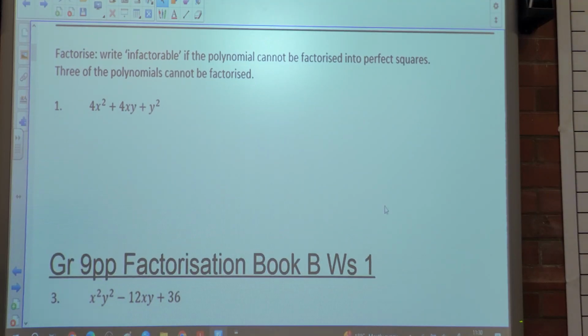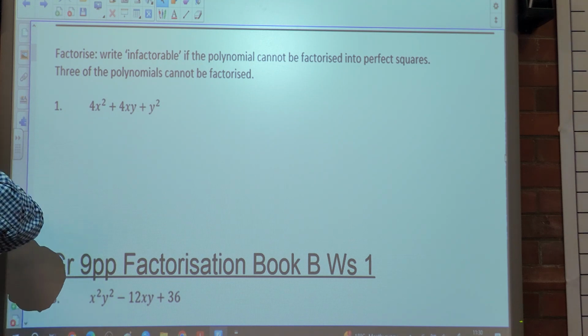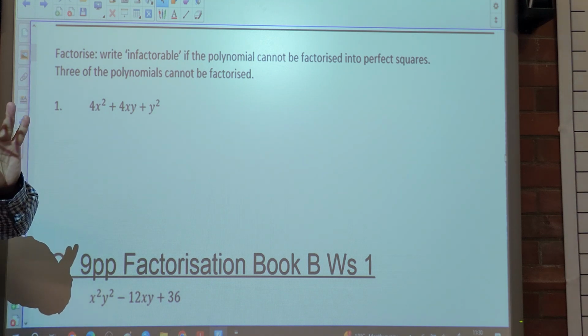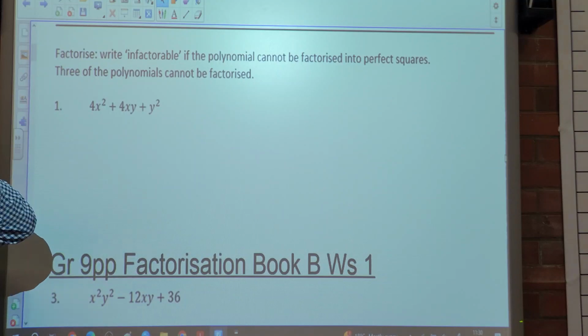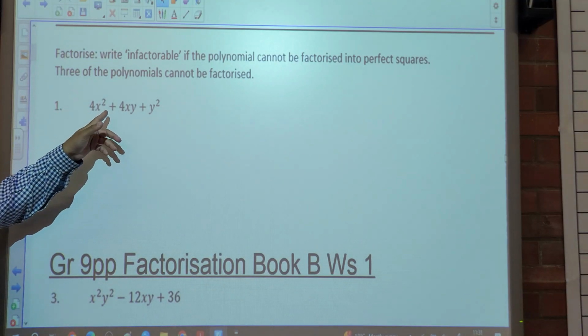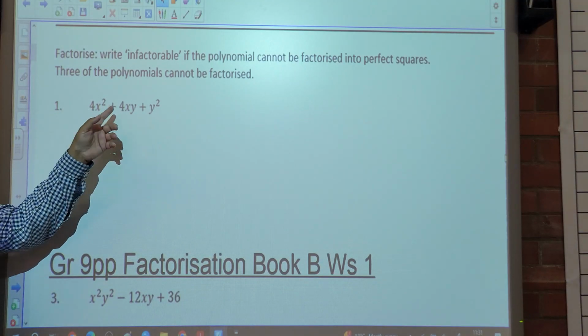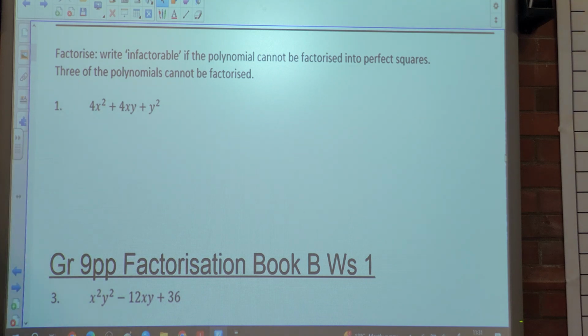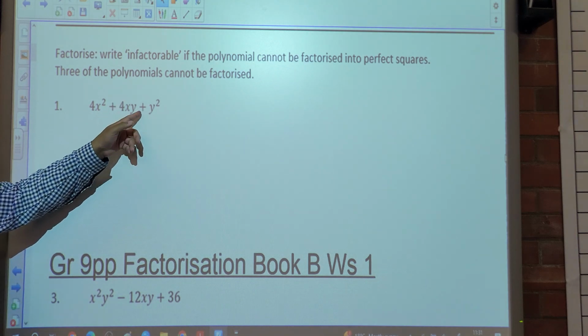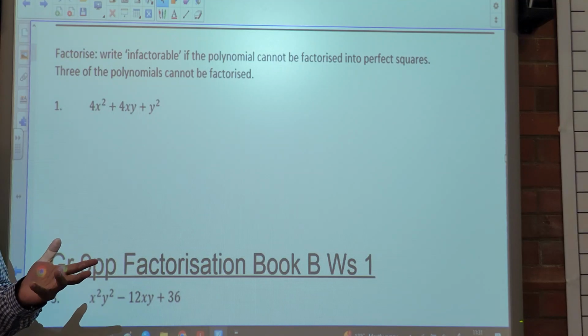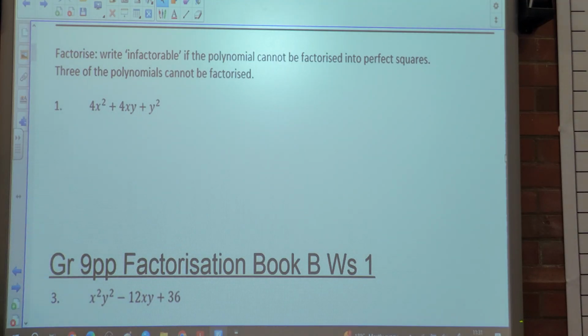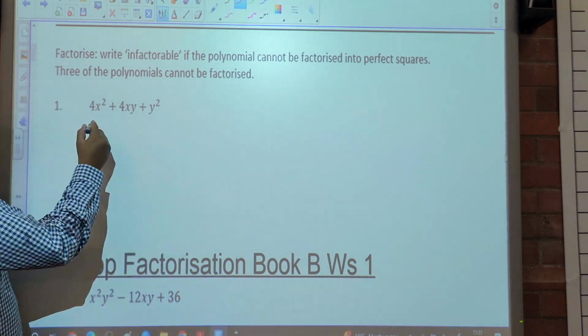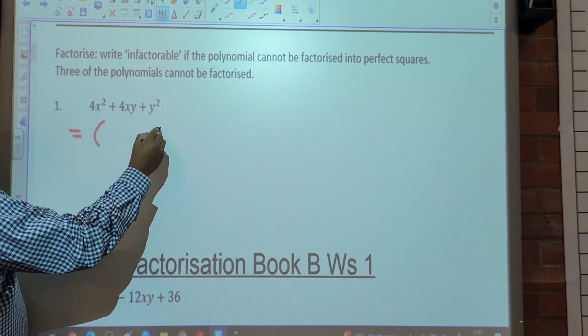Right, so let's look at the first one. How do you identify a perfect square trinomial? There are 3 terms. That's number 1. Number 2, the first term and the last term are squares. And this has to be positive. If that is negative, then automatically it's not a square, because a negative times a negative is a positive. So this fits the criteria so far.